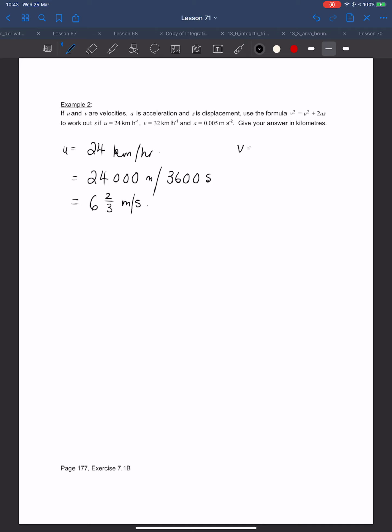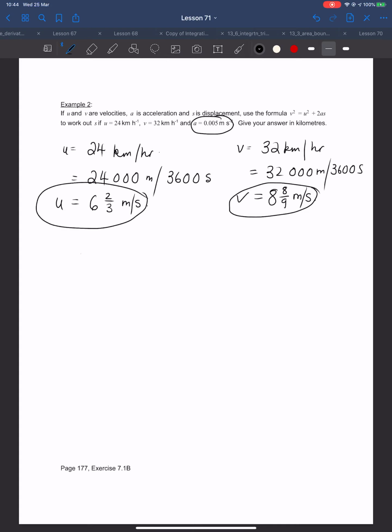V is 32 kilometres per hour, so it's 32,000 metres per 3,600 seconds. 32,000 divided by 3,600 is 8.8 recurring, and I know that as 8 8/9 metres per second. Okay, and then we're all in metres. That's the V that we can use.